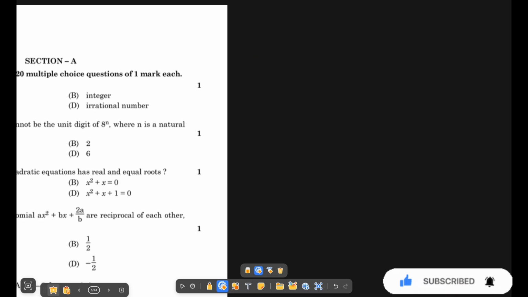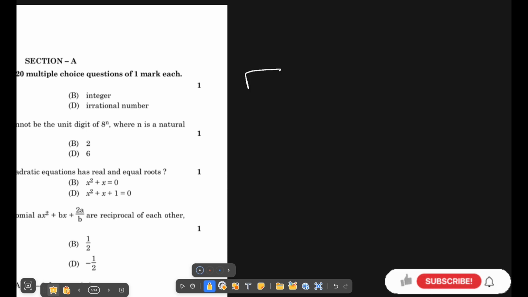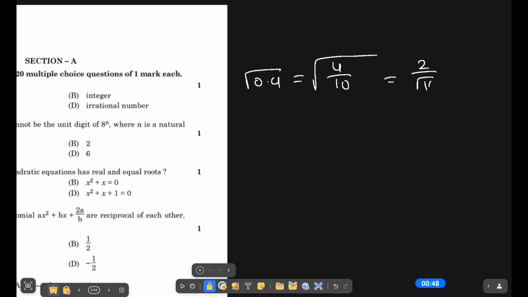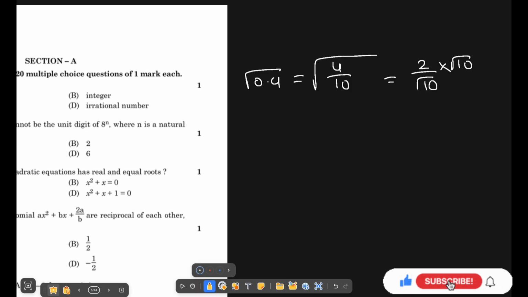Root 0.4, right? So this 0.4 can be written as 4 by 10. Now the square root of 4 is 2, so 2 by root 10. Let's rationalize the denominator. Multiply root 10 by root 10. Now it becomes 2 into root 10 is 2 root 10, by root 10 into root 10 is 10.